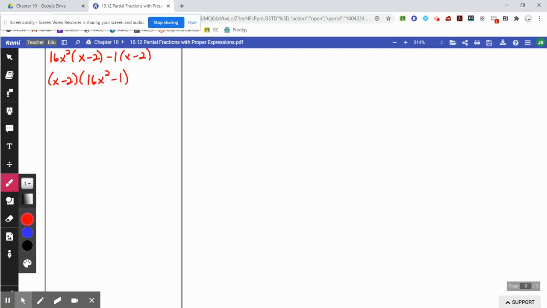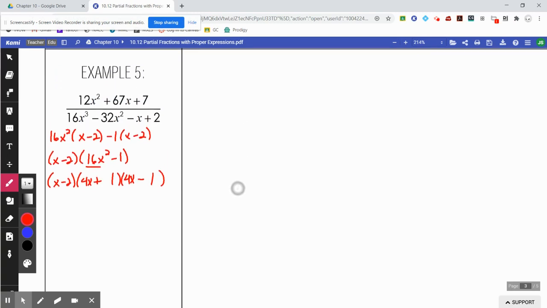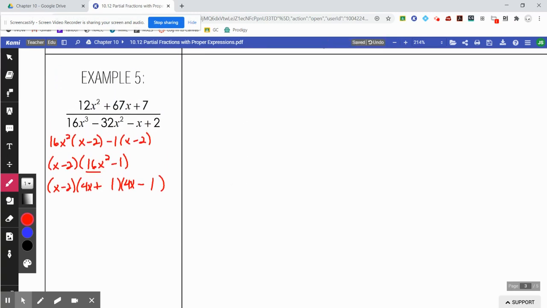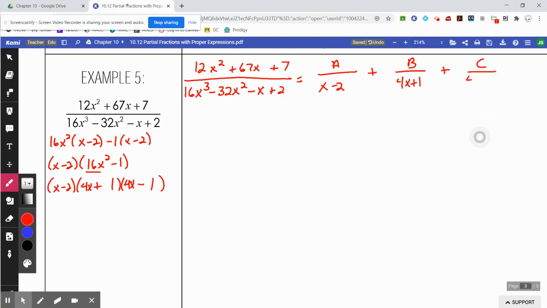And we're going to do just like we did on the last one. That's difference of squares. Difference of squares factors into conjugates. 4x times itself gives you 16x squared, and 1 times itself gives you the negative 1. So therefore, we're going to take our original fraction, and we're going to break it down into a over x minus 2 plus b over 4x plus 1 plus c over 4x minus 1.